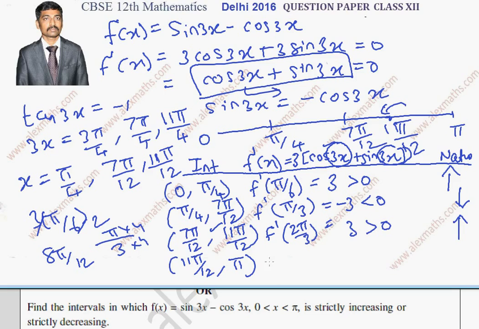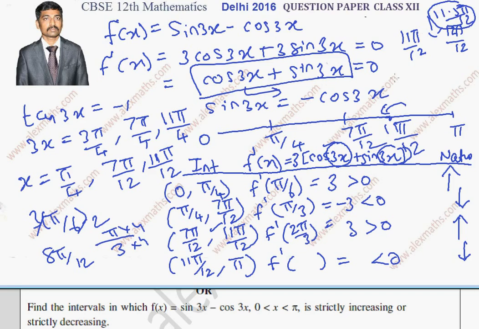Then for this interval, which is a very small interval, since the signs come alternately, I have to get less than 0. So it will be decreasing. But what value can I take? This is 11 pi by 12 and this is pi, which is 12 pi by 12. So in between we have a very small region. So I will go for 11.5 pi by 12. Substituting this value, seeing the quadrant and putting the sign, we will get negative. So I can say it is strictly decreasing.